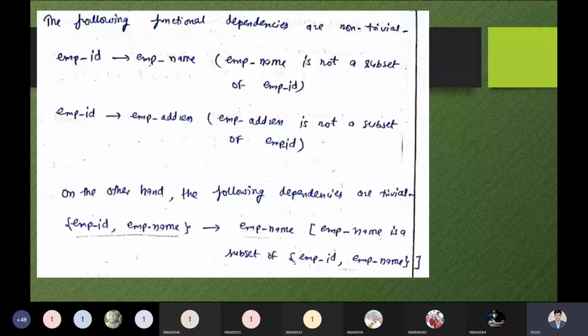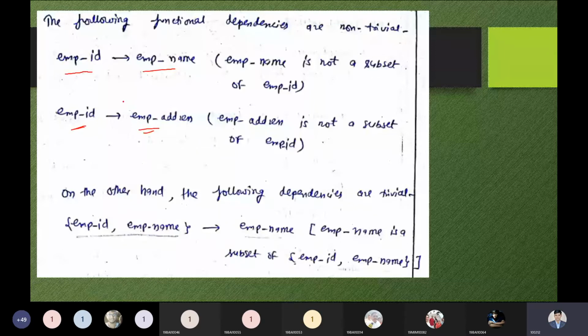So employee name depends on the employee ID, which is a good relation, but employee name is not a subset of the employee ID. So this kind of dependency is known as a non-trivial functional dependency. Same, employee ID is a determinant of the employee address.